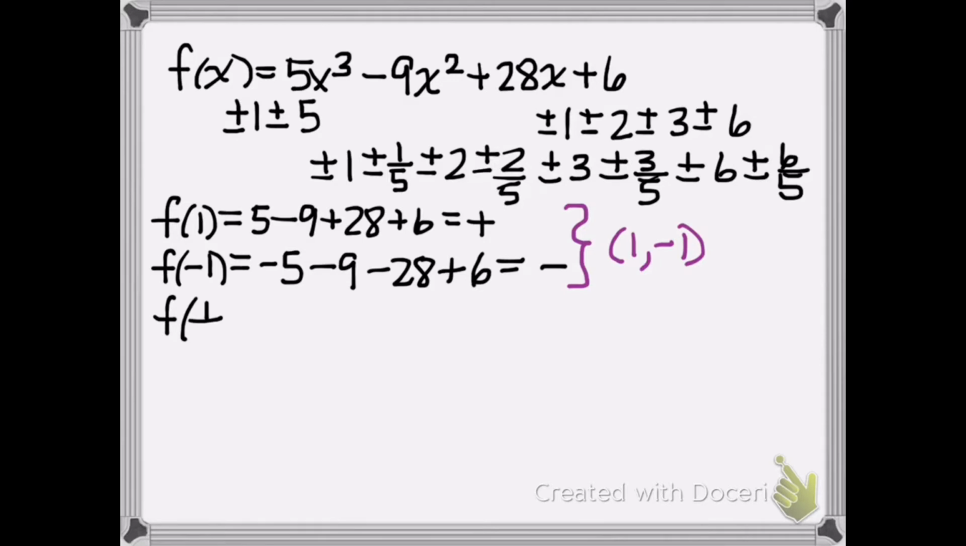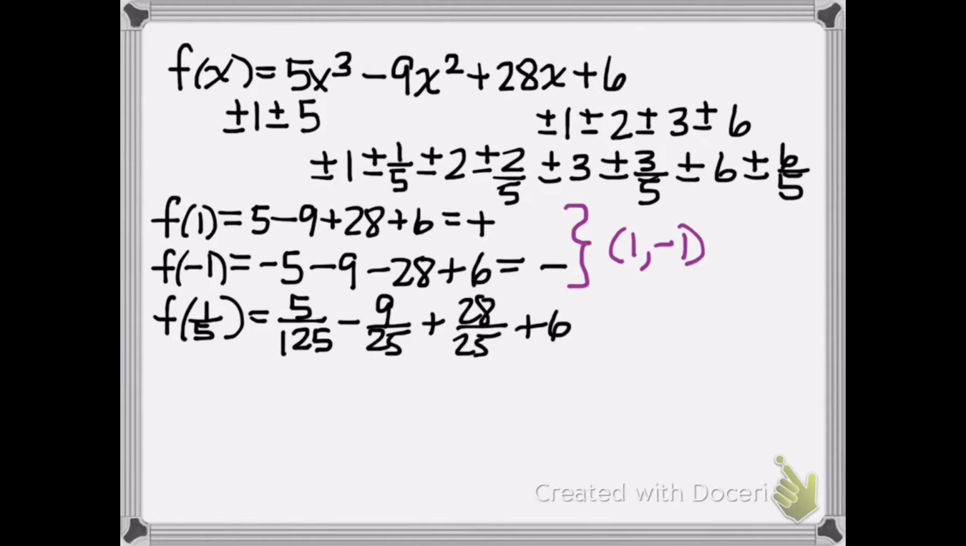So let's go on to look at f of 1/5. See how that's going to be. 1/5 is going to be 5 over 125 minus 9 over 25 plus 28 over 25 and plus 6. So a quick question would be, does it look like all of the positive values are going to balance out with all of the negative values? And the only negative value I have is this little negative 9/25 here. So this is obviously going to be non-zero and positive.